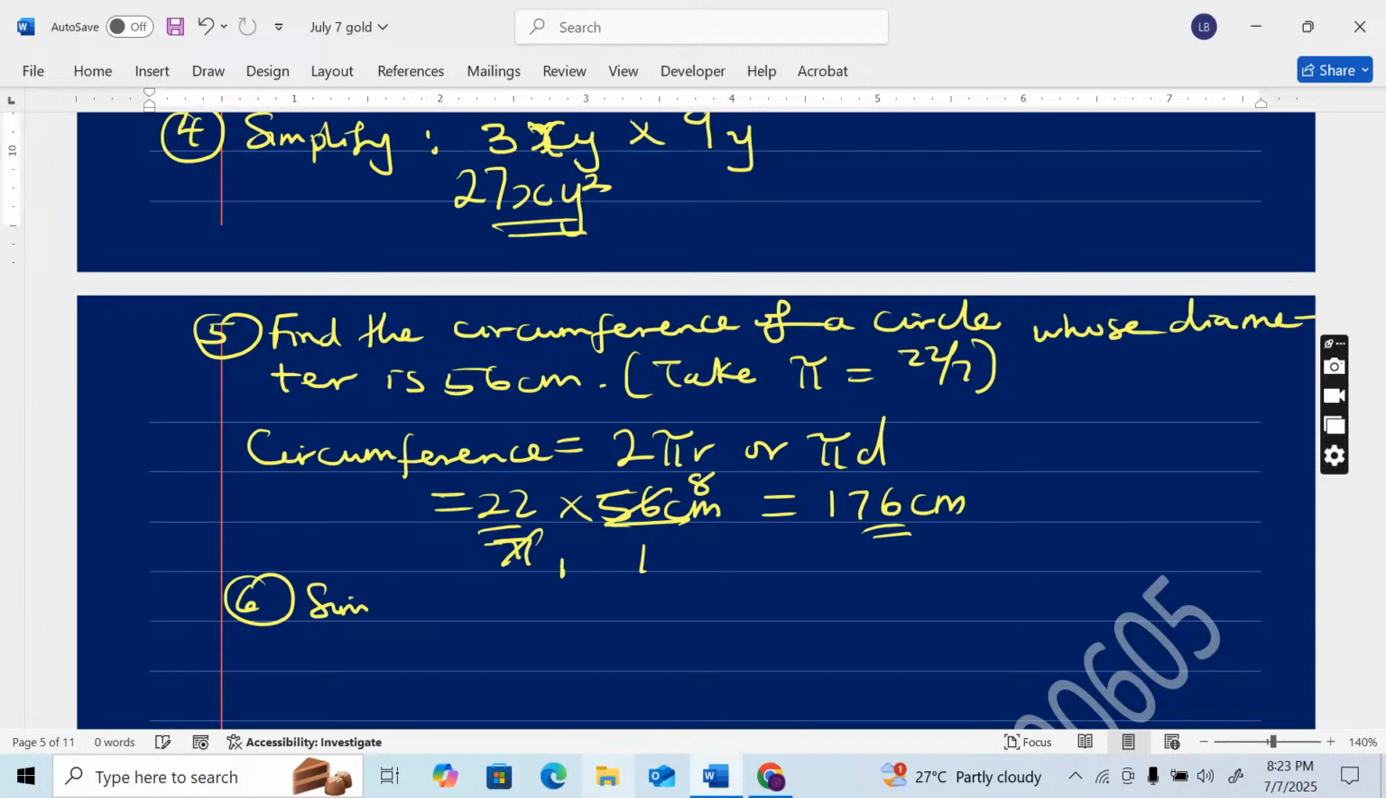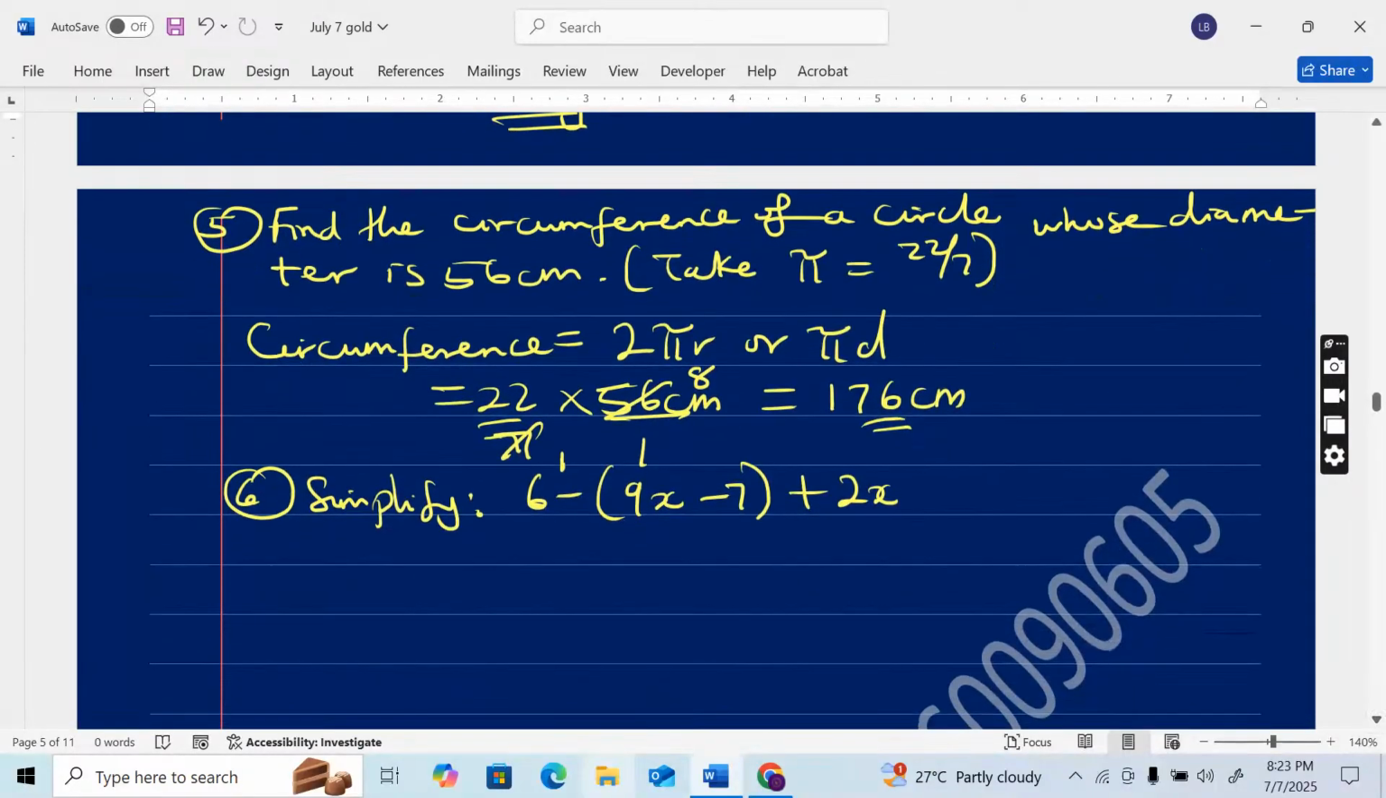Simplify. 6 minus open bracket 9x minus 7 close bracket plus 2x. Okay, so let us simplify this. Whenever you have a negative sign before a bracket, all the terms in the bracket will change.